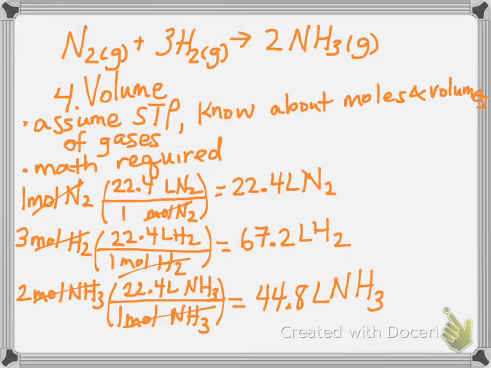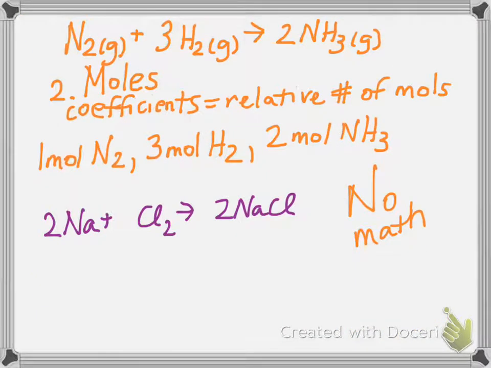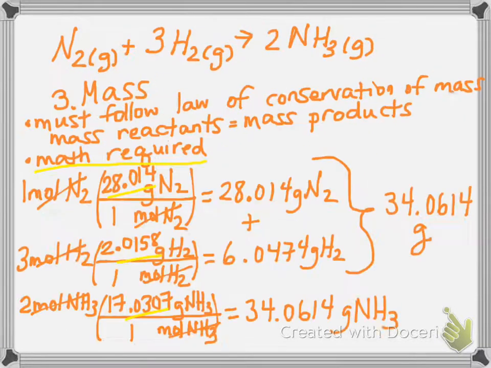Okay, so again, 4 pieces of information that we can get from our balanced chemical equation. We can get representative particles, and to interpret in terms of representative particles, our coefficients tell us the relative numbers. We can interpret in terms of moles, and once again, our coefficients tell us the relative numbers. No math required to interpret a chemical equation in terms of moles or in terms of representative particles.